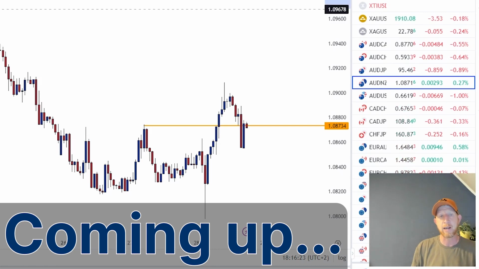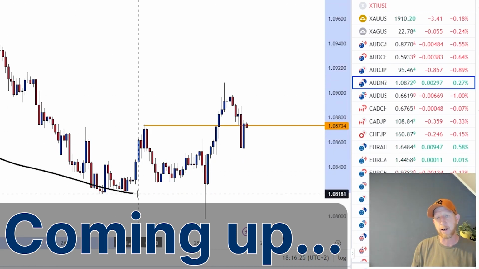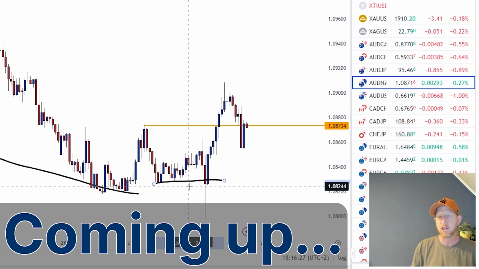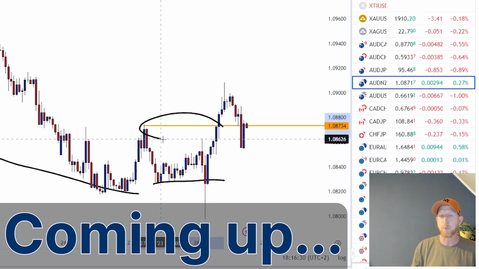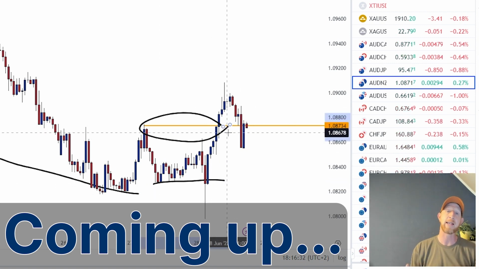Because you can see that we have this nice slowing momentum right here. We even get a higher low action going on, so the odds of it breaking through that level begin to increase.